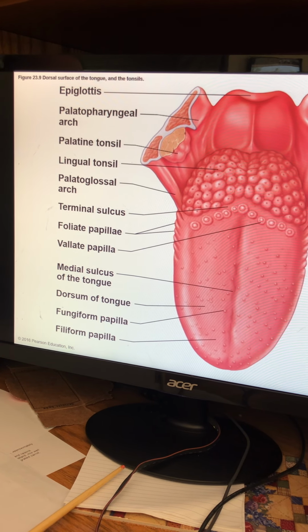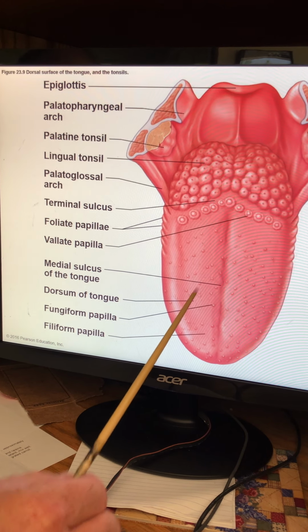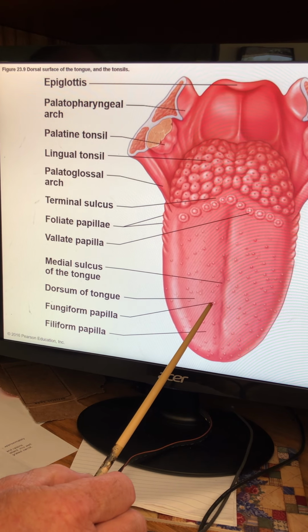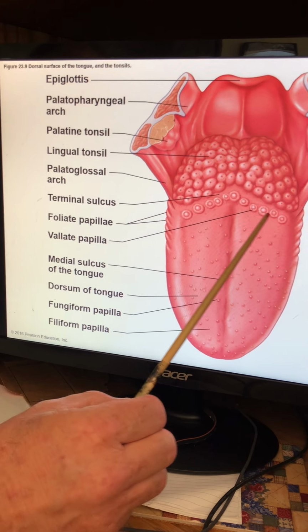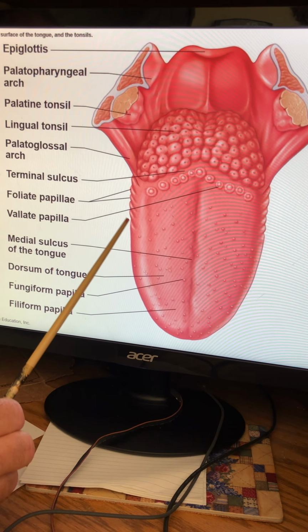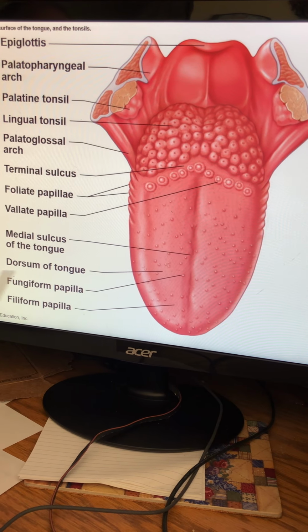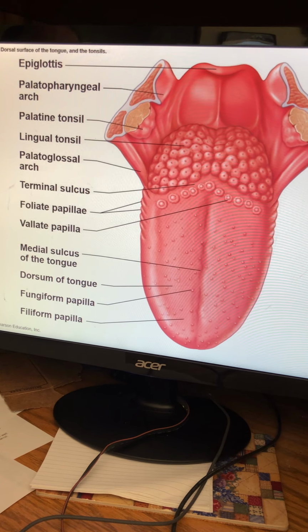So everyone else besides the filiform papilla are just going to be taste buds, like the fungiform papilla, and also the vallate papilla, which make a V at the back of your tongue, and also the foliate papilla, which are along the side of your tongue. They're all designed to make sure that you can taste the food.